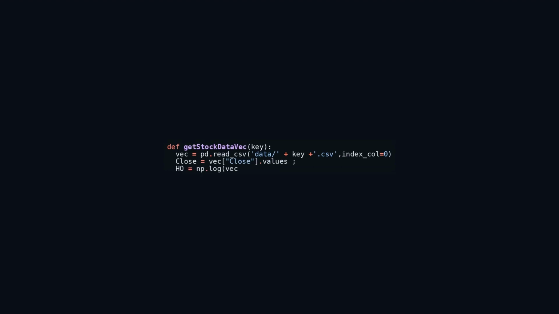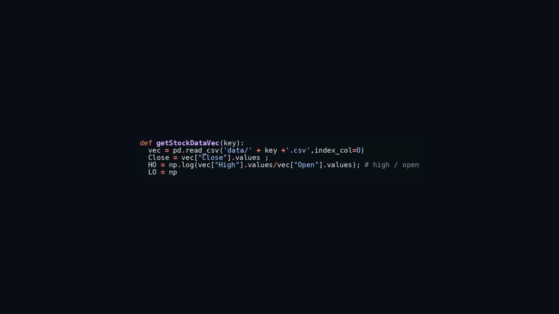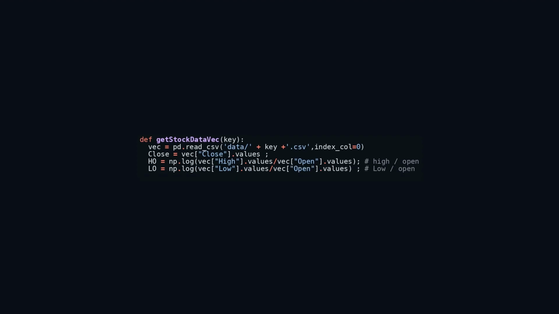1. It imports stock market data from a CSV file denoted by the key value and loads it through the read_csv function. 2. The code isolates the close, high, and low columns from the dataset. 3. It computes log of high over open, log of low over open, and log of close over open values based on the extracted information. 4. Subsequently, a new data frame named data is generated, encompassing columns for close, low, high, and the calculated values.